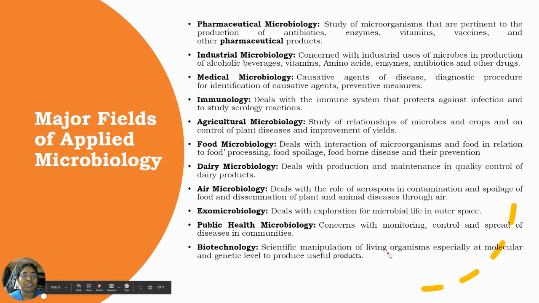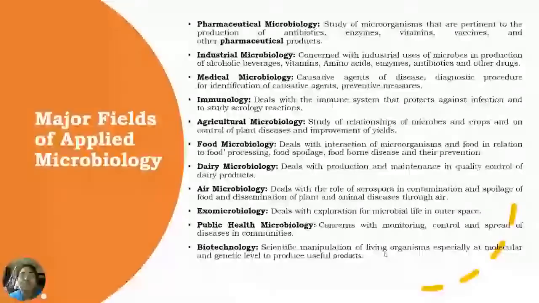Scientific manipulation of living organisms, especially at the molecular or genetical level. At the genetical level, we are doing some changes. See how technology was developed. At the molecular and genetical level, why are we applying the technology to living organisms? To produce useful products. By this biotechnology, we are getting so many useful products which are used for plants, animals, and particularly for humankind.